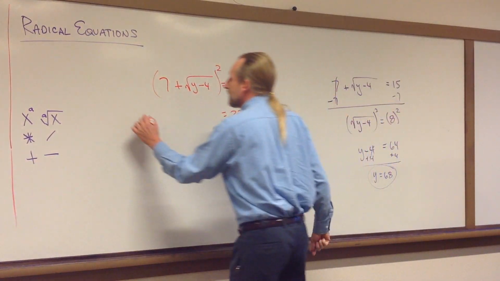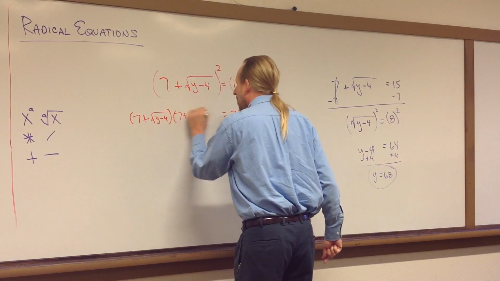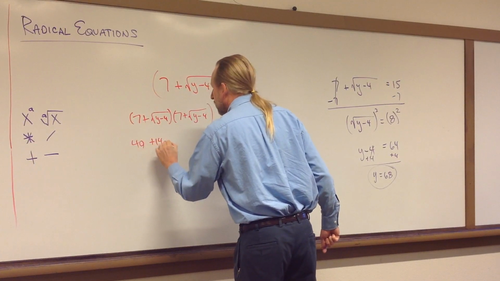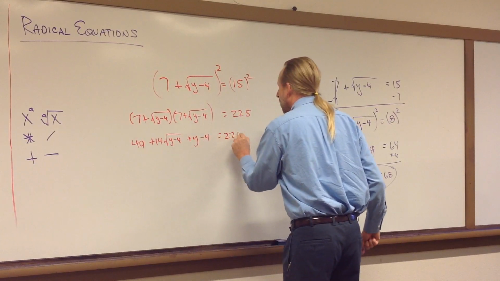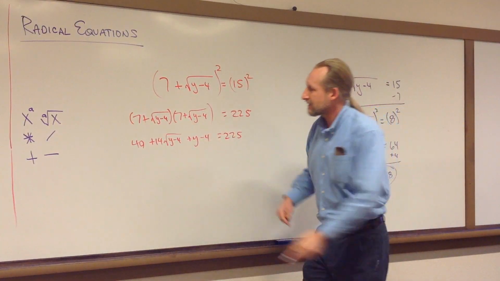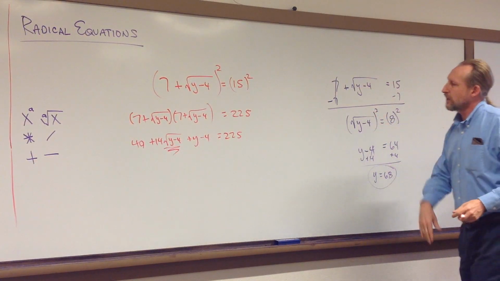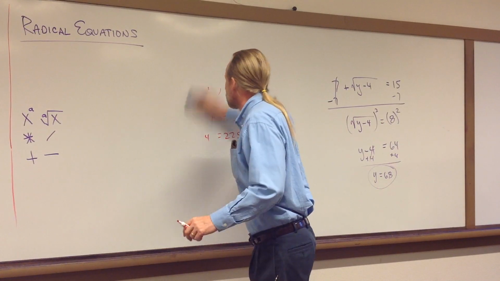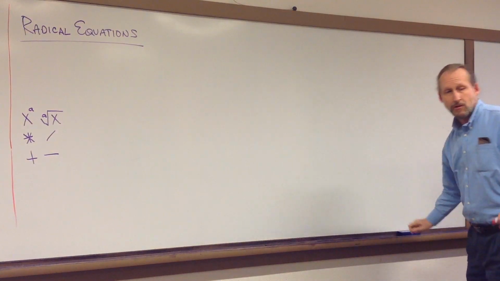If you wanted to square this thing, you'd have to literally multiply it by itself. And this just creates a mess. You get 49 plus 14 square root y minus 4 plus y minus 4. And the whole goal of squaring both sides is to get rid of that square root. This doesn't do that. See, we've still got the square root in there. So that's why I recommend getting that square root by itself as a way to get started before you square both sides. That's what I'm going to be doing for the rest of these problems.